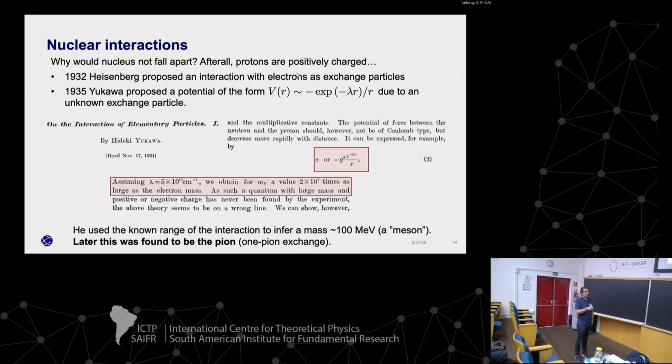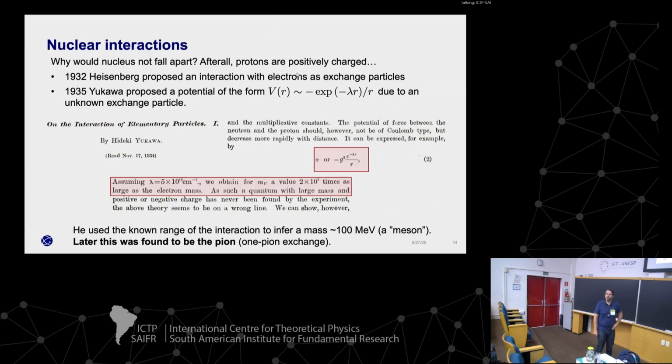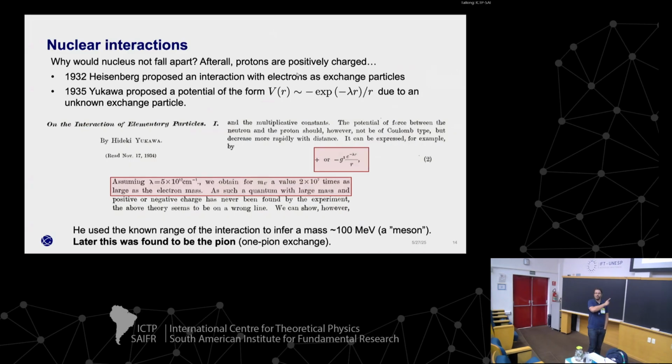So he predicted something that was called a meson, because it's between electrons and nucleons, right? So it's a middle mass particle. And as I said, this is the pion. This interaction is the one-pion exchange interaction, and it's still one of the most important contributions to the nuclear force. And I think this is a great example for theoretical reasoning describing experimental data and predicting things that experiment hasn't yet seen. So I think this is really cool.